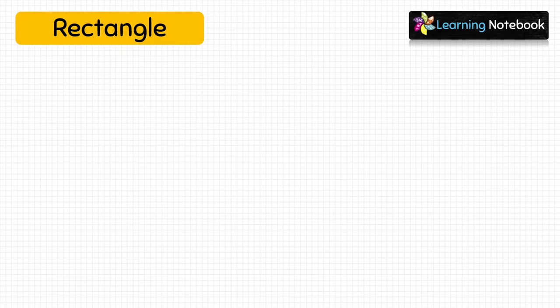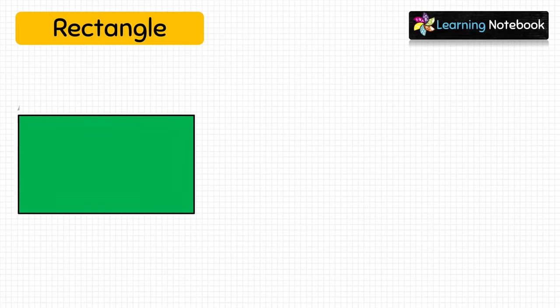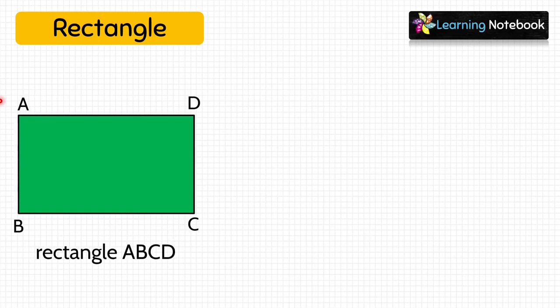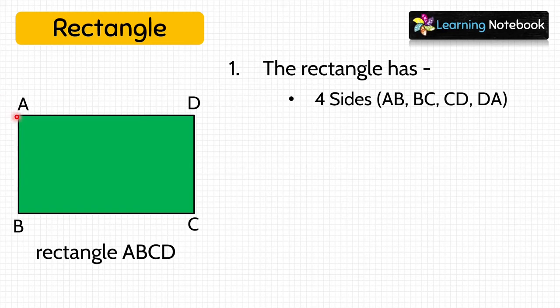Now next shape is rectangle, which is a quadrilateral. Why? Because rectangle is formed by four line segments. And a rectangle has how many sides? Four sides. So here in this rectangle ABCD, four sides are AB, BC, CD and DA. And it has how many vertices? Yes, four vertices. A, B, C and D.